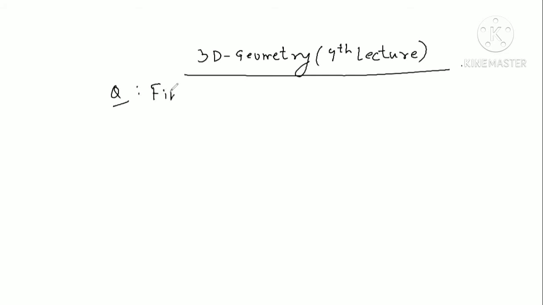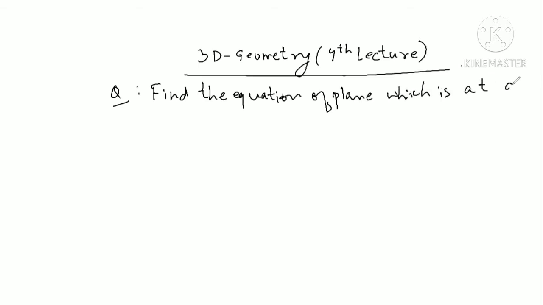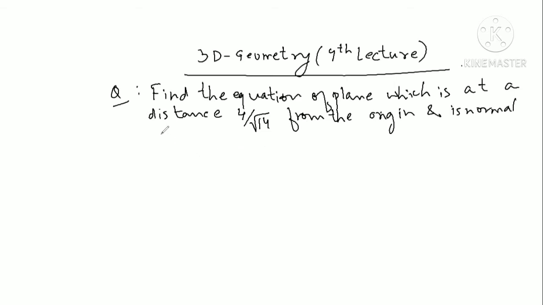So I write this: find the equation of plane which is at a distance of 4 by root 14 from the origin, and is normal to vector 2 i cap plus j cap minus 3k cap. So we have this question.